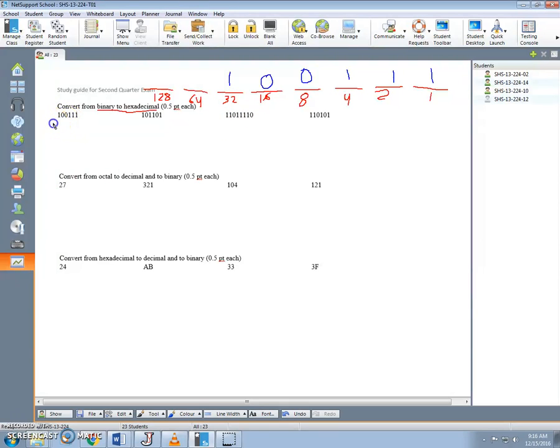So that means this first number is equal to 32 plus, not plus 16, sorry, because that's a 0. So 16 and 8 we don't add in. But 4, 2, and 1 we do. So I'm going to put that in there: 4, 2, and 1. Add them up. That makes 9 and 3. So we know it's equal to 39, but that's in base 10.